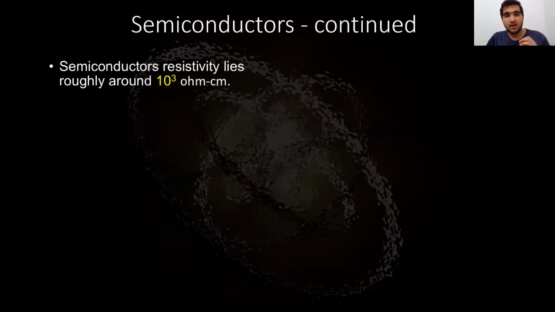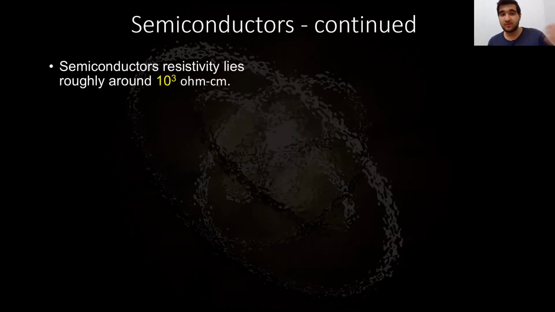So the resistivity of semiconductors lies roughly around 10^3 ohm centimeters. So already we can see a huge difference between semiconductors and insulators. Insulators were roughly around 10^11 ohm meters.